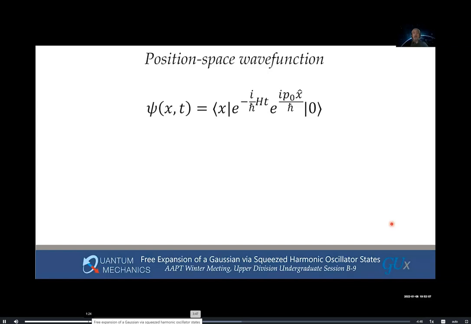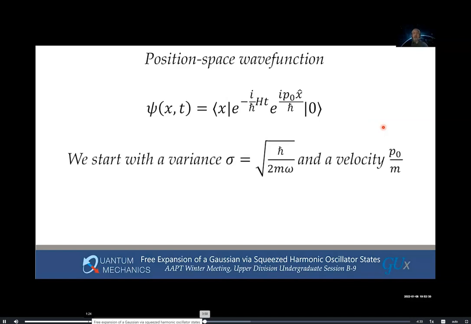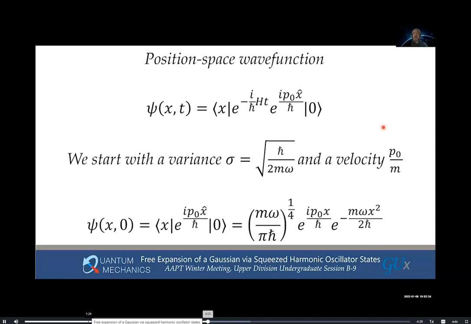All right, this is the position space wave function. I'm using a ground state of a harmonic oscillator that gives me the Gaussian. This term here gives me the momentum, and then this is the time evolution. So we just have to evaluate this. We tune the frequency according to the variance, and we give it a particular velocity. And this is just as a reference, the state of the harmonic oscillator when it has a given velocity is given by this formula.